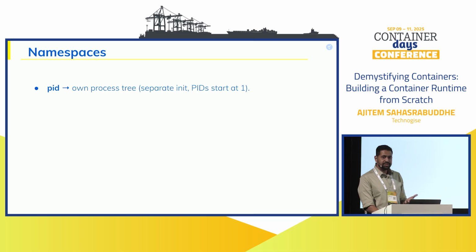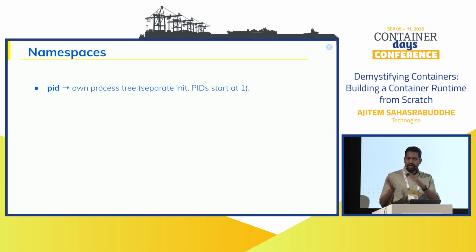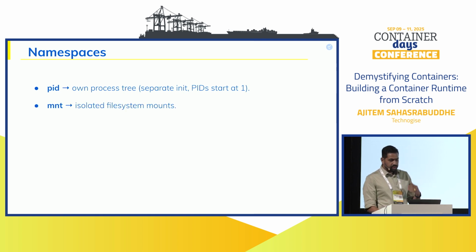Some of the namespaces that we have: the first one is the PID namespace, the process ID. Any process in a new PID namespace starts with 1, like the system init. Then there's the mount namespace, which lets you change your file mounts. So you can have your own devfs, your own root file system and whatnot. This is how you have containers running with an abstracted file system.